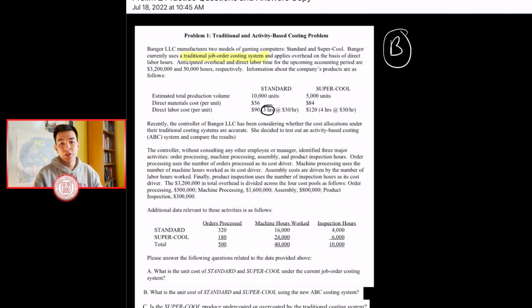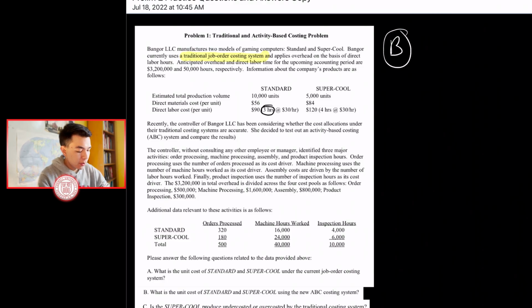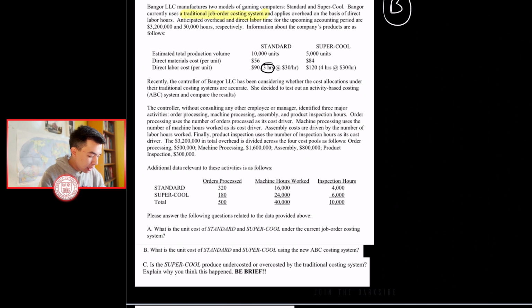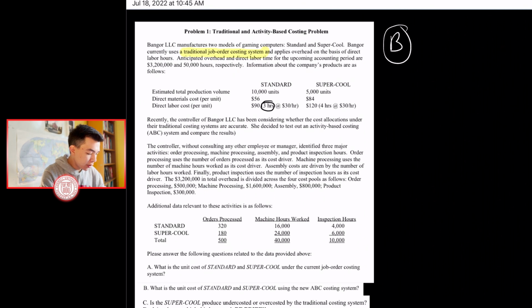It's easy points. So B is, they want us to do the same thing, find a unit cost, but they want us to use an ABC costing system. So this is a little bit different. Now what we gotta do, as I said earlier, is break up our overhead, that big overhead number, that 3.2 million, into different chunks and allocate each one by a different thing. They tell us that there's 4 different things we allocate our overhead by.